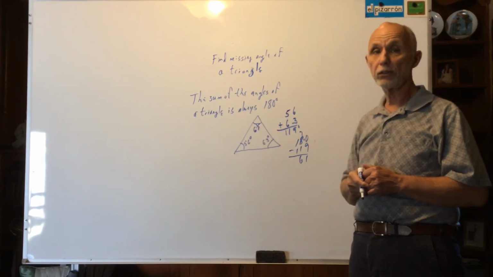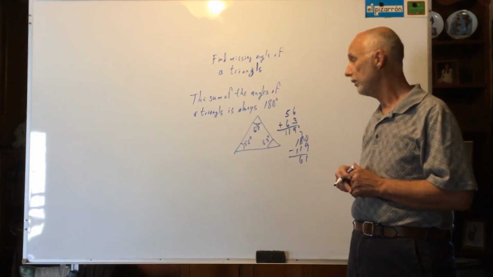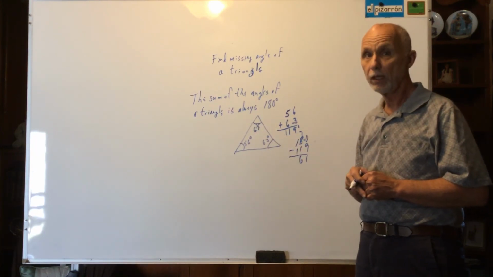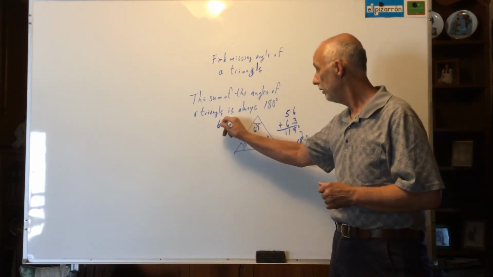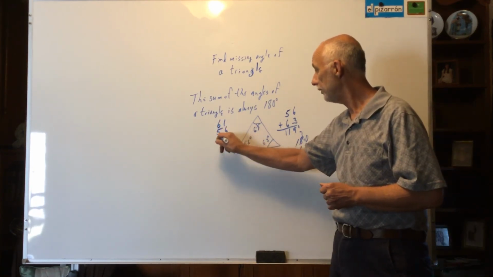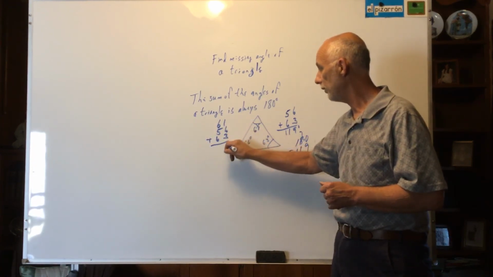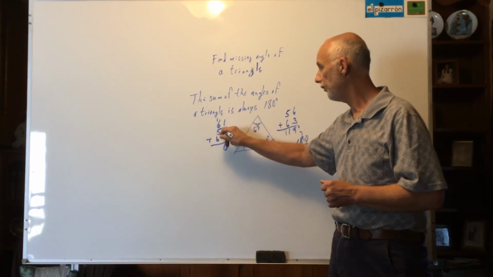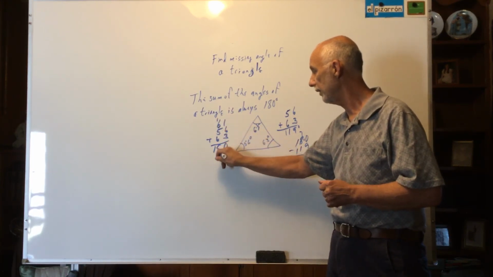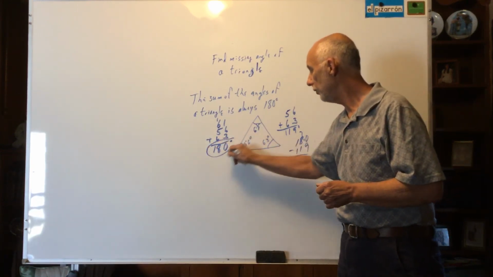By the way, you could check your answer by adding these three together, because what does it have to add up to equal? It has to add up to equal 180 degrees. Let's see if we're right. 61, 56, and 63. 1 plus 6 is 7, plus 3 is 10, carry the 1. 1 plus 6 is 7, plus 5 is 12, plus 6 is 18. And sure enough, it's 180 degrees.